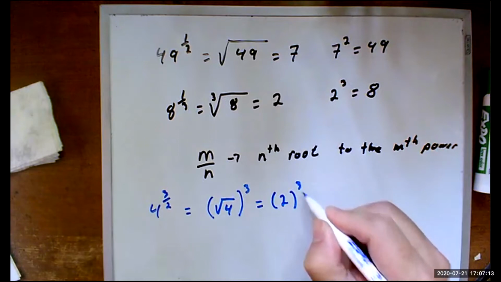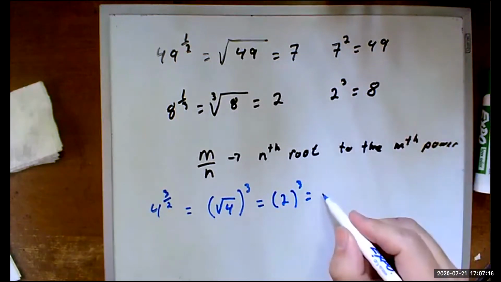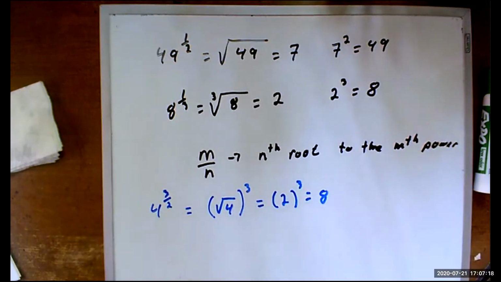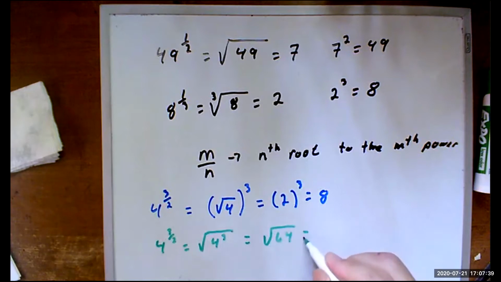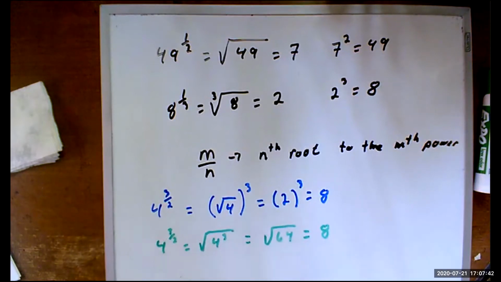And then that gets raised to the 3rd power. And as we saw earlier, 2 to the 3rd power is 8. I can do the exact same question, but this way I can do it. I want to take the square root of 4 to the 3rd power. 4 to the 3rd power is 64, and the square root of 64 is 8. So you can see it really doesn't matter which way you go with it. It works out the exact same way both times.